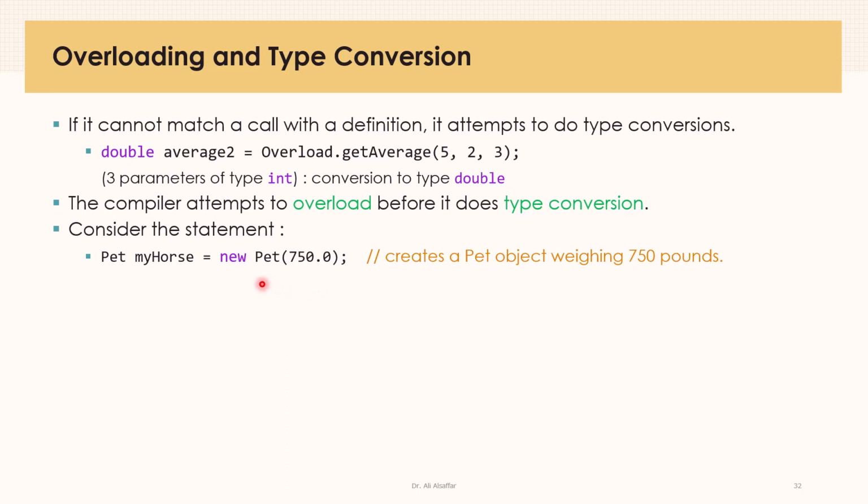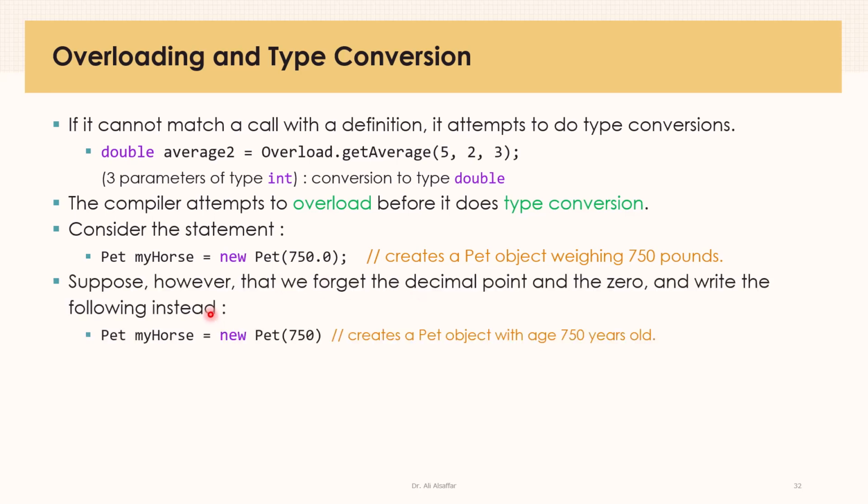In other words, if the input parameter to the constructor is double, then the compiler will call the constructor that creates a pet object with the input parameter as the weight, and if the input parameter is integer, then the compiler will call the constructor that creates a pet object with the input parameter as the age. So if the input parameter is double, then this input parameter represents the weight of the pet. And if the input parameter is integer, then this input parameter represents the age of the pet.